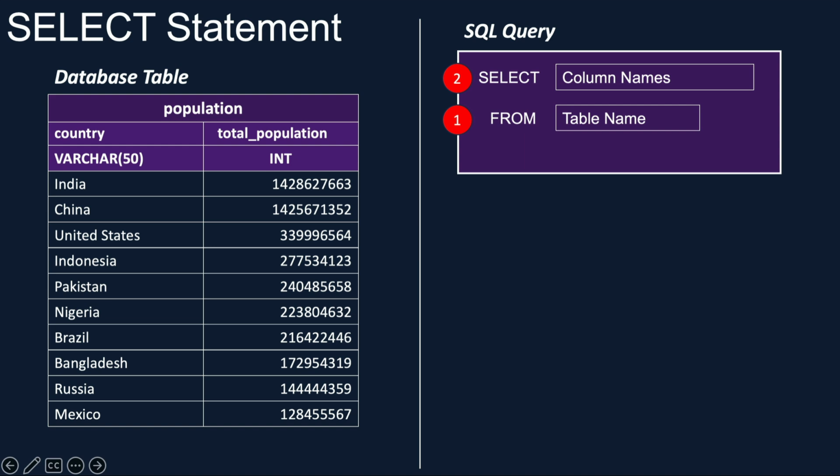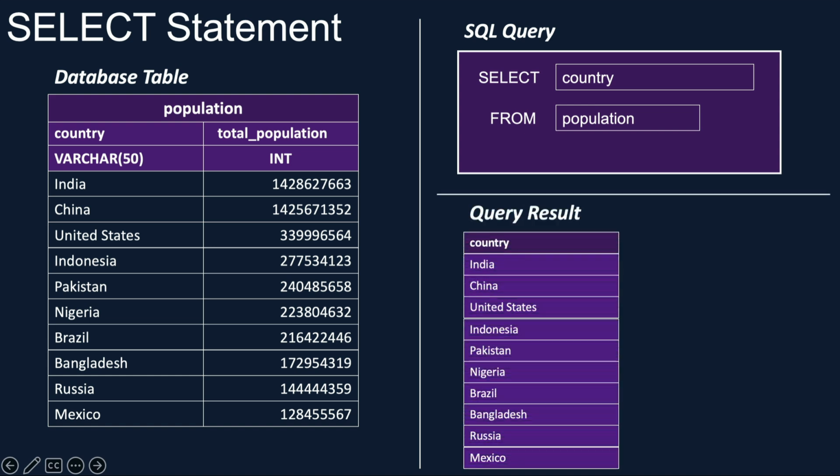As we know, we want to select the data from the population table. So let's replace the table name with population. And we know this table has two columns, country and total population. Let's assume that we just want to get the list of countries. In this case, we just need to replace the column name as country in the select clause, as you can see here. Executing this query would result with list of country names as shown here.